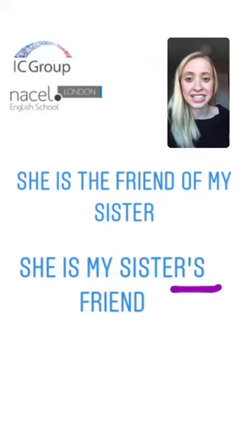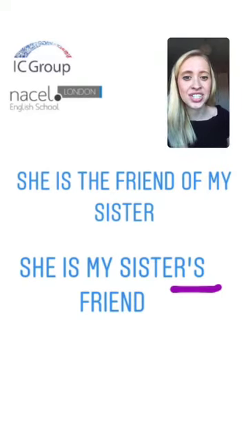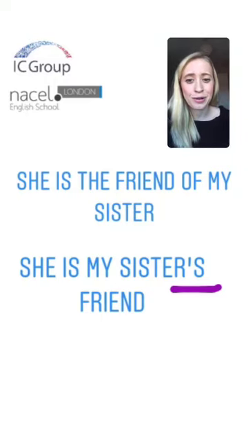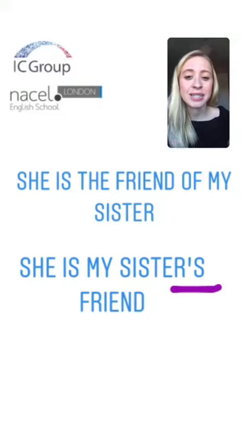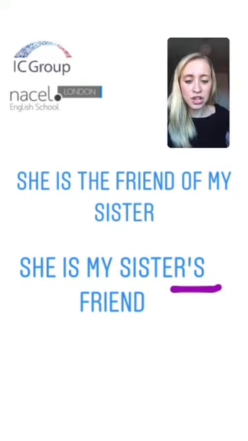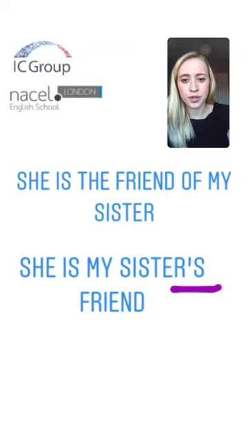Okay, if you look at the sentence below, we do not say she is the friend of my sister. This is very confusing for English speakers, very confusing for me. What we would say is she is my sister's friend. Okay, notice the stress on the sister. You need to pronounce this plural S. She is my sister's friend. Okay, the possessive S.